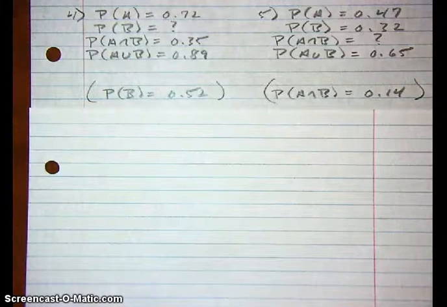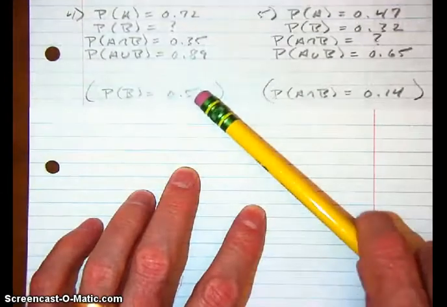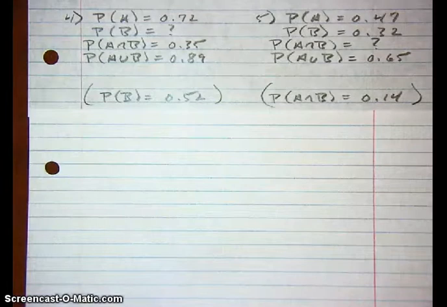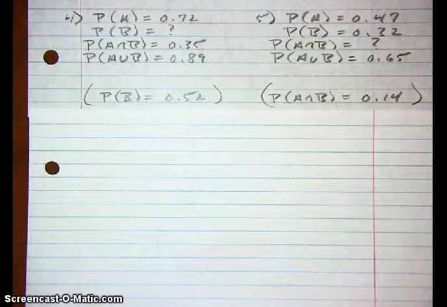Always make sure that the probability that you get, whichever one you solve for, is a non-negative number less than 1. It's going to have to be somewhere between 0 and 1 inclusive. If it's out of those bounds, then there's a mistake somewhere, and it's up to you to go back and find it.